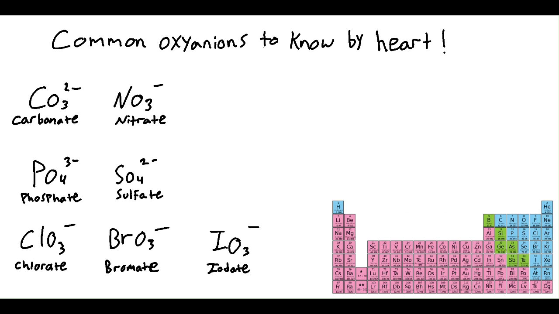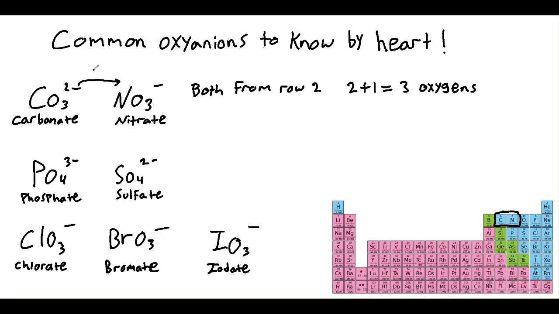You should group carbonate and nitrate together because carbon and nitrogen are both from row 2 of the periodic table. Their common oxyanions both have 3 oxygen atoms, so add 1 to the row to get 3 oxygen atoms. Carbon comes before nitrogen within row 2, so it gets a 2- charge to match row number 2. And then if you add +1 to that, you get -1 for the nitrate.